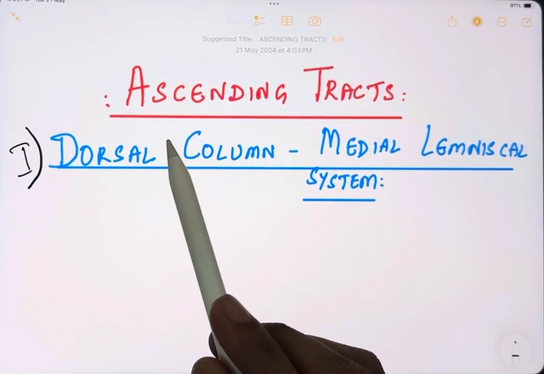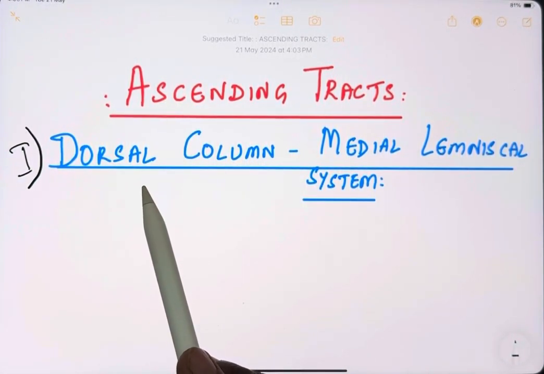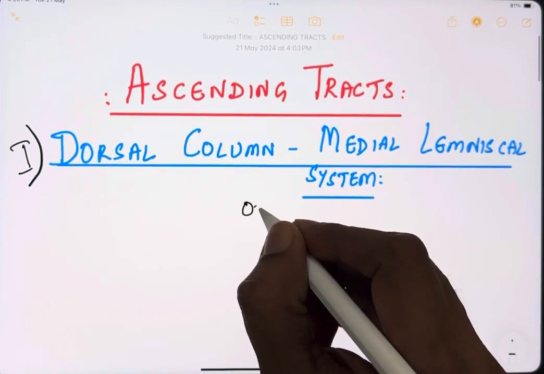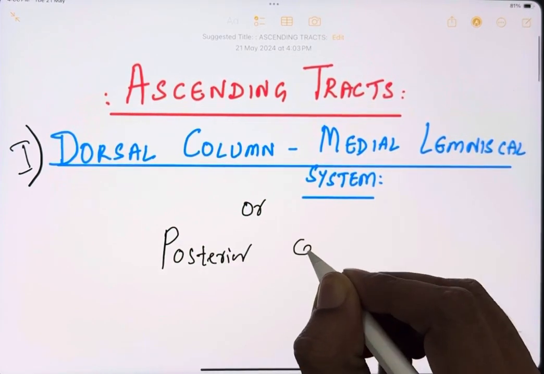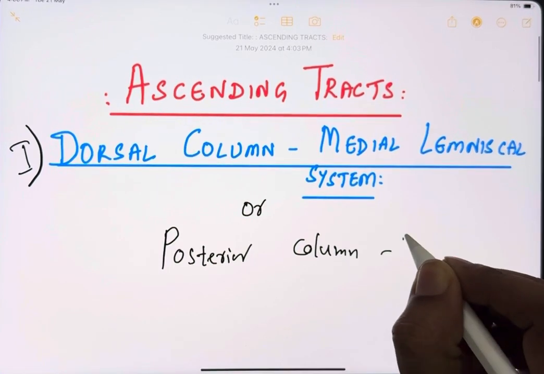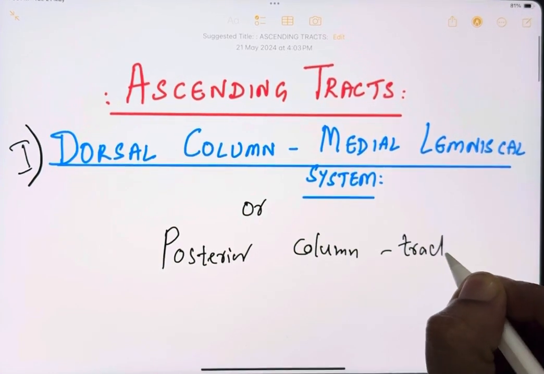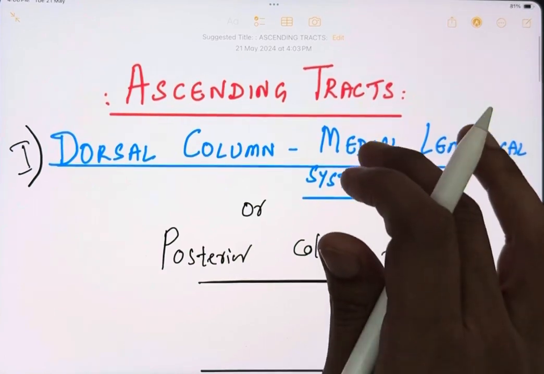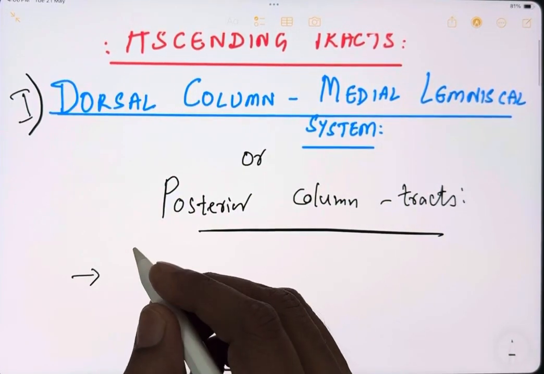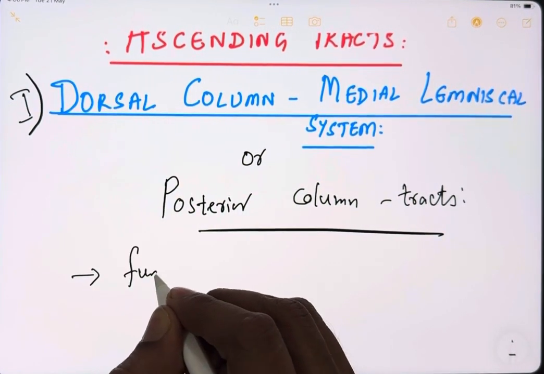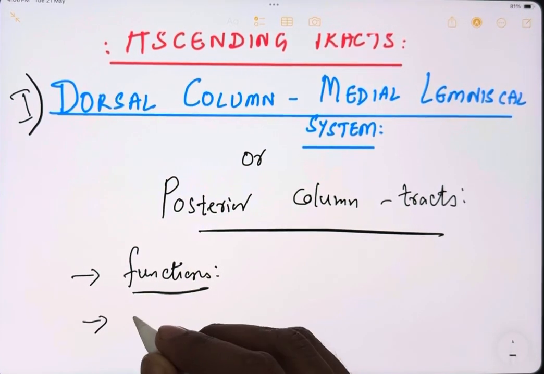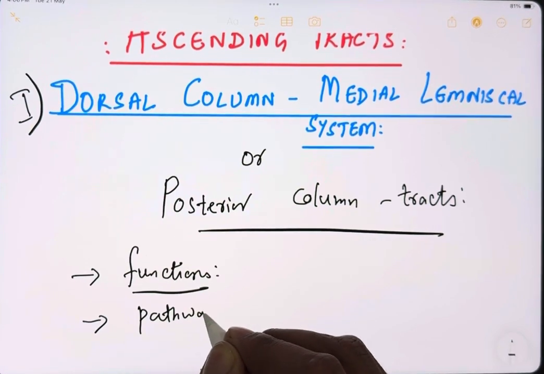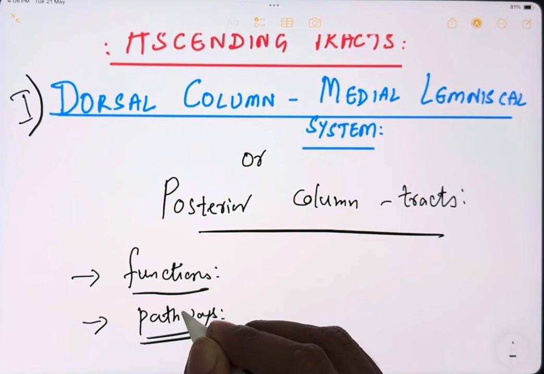Hello friends, today we are going to discuss the ascending tracts, in that the dorsal column medial lemniscus system. This tract is also known as the posterior column tract. Today we will discuss its functions, that is, the sensations carried by this dorsal column tract, and most importantly its pathway. These two things only we are going to discuss in this short lecture.